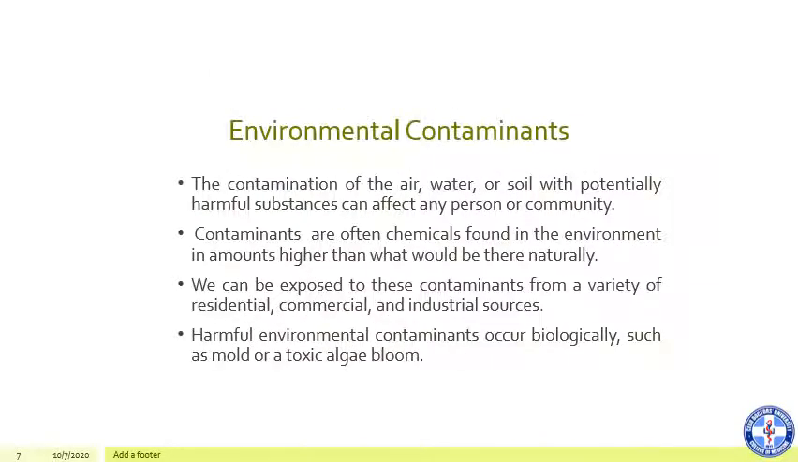Environmental contaminants: the contamination of the air, water, or soil with potentially harmful substances can affect any person or community. Contaminants are often chemicals found in the environment in amounts higher than what would be there naturally. So we can be exposed to these contaminants from a variety of residential, commercial, and industrial sources, and these are all self-explanatory anyway. Harmful environmental contaminants occur biologically, such as mold or toxic algae blooms.